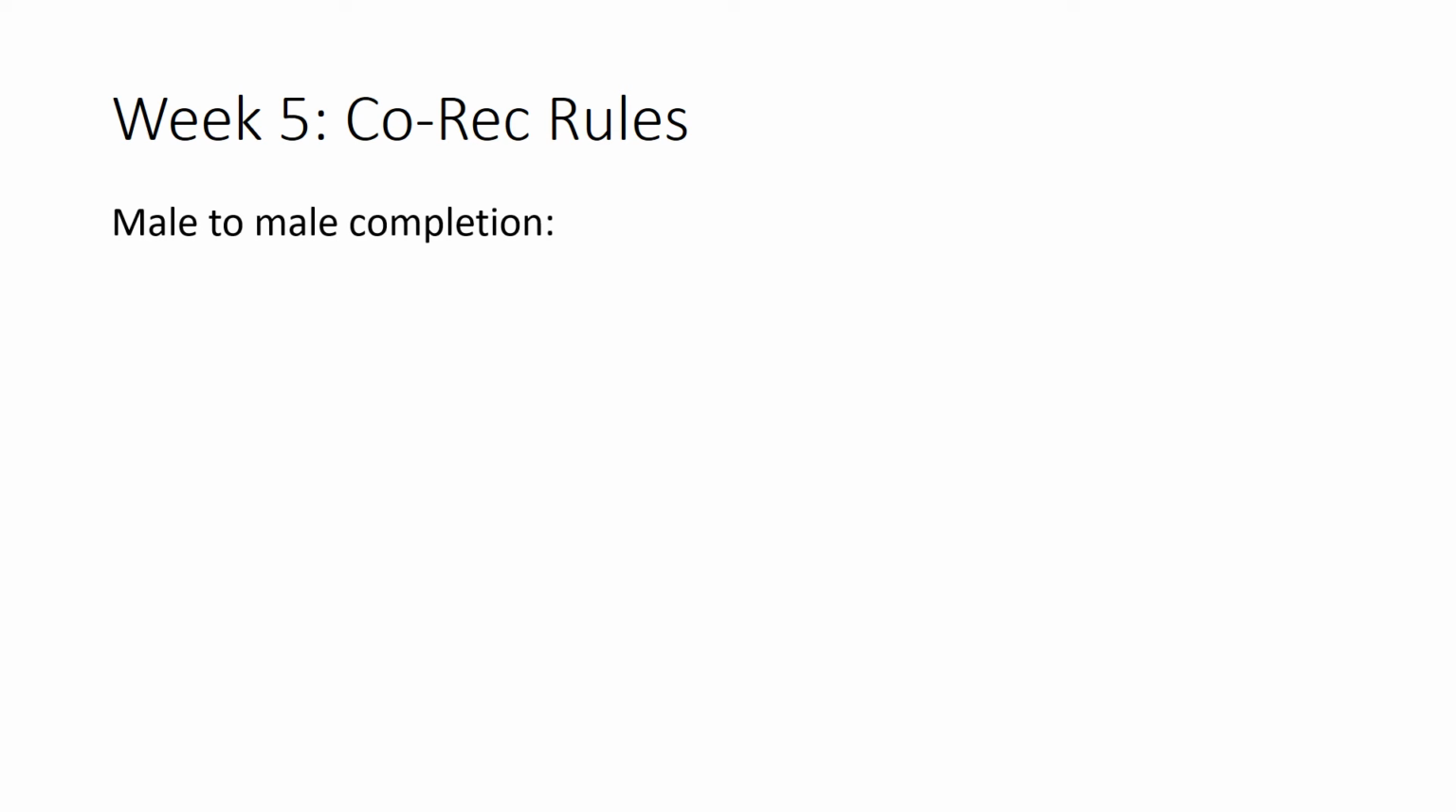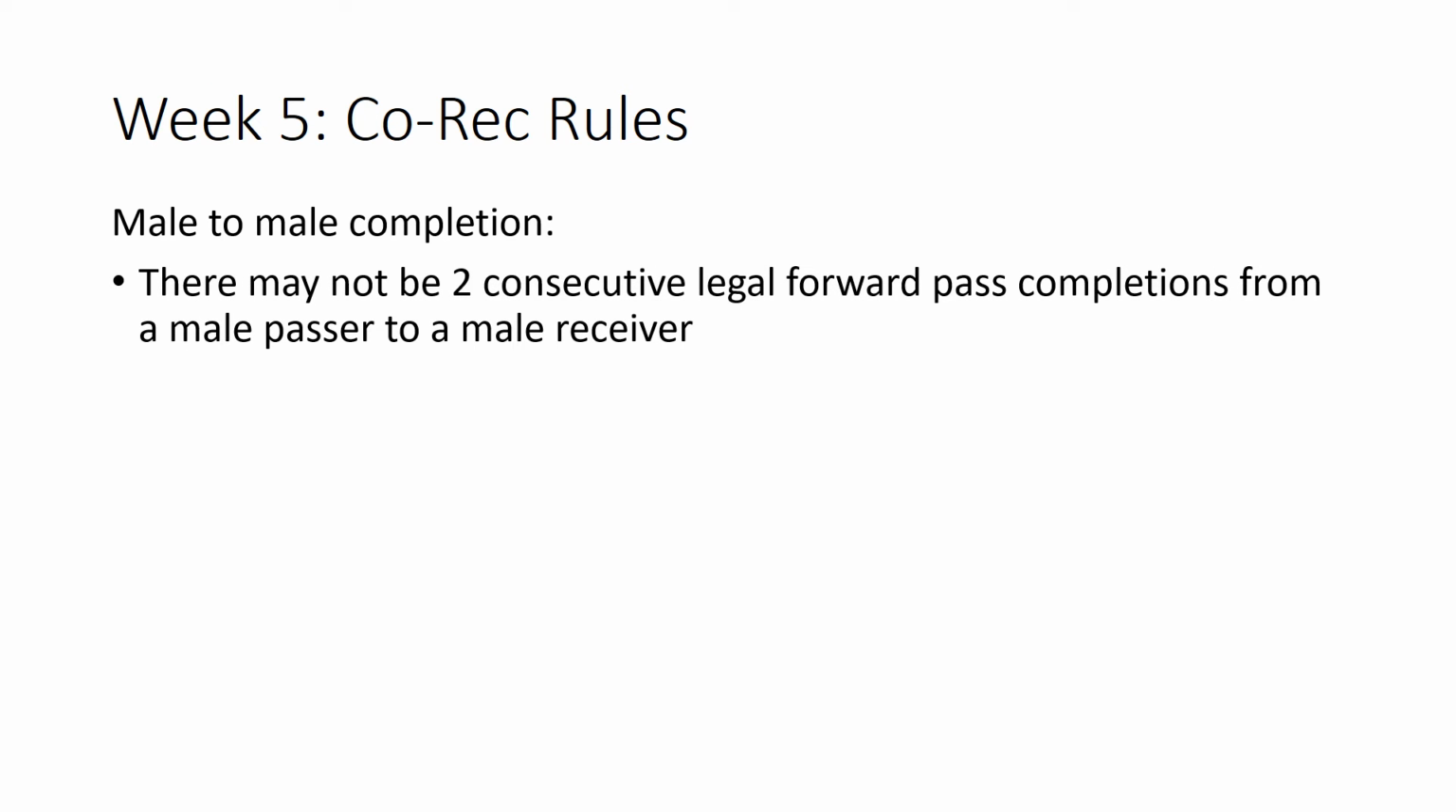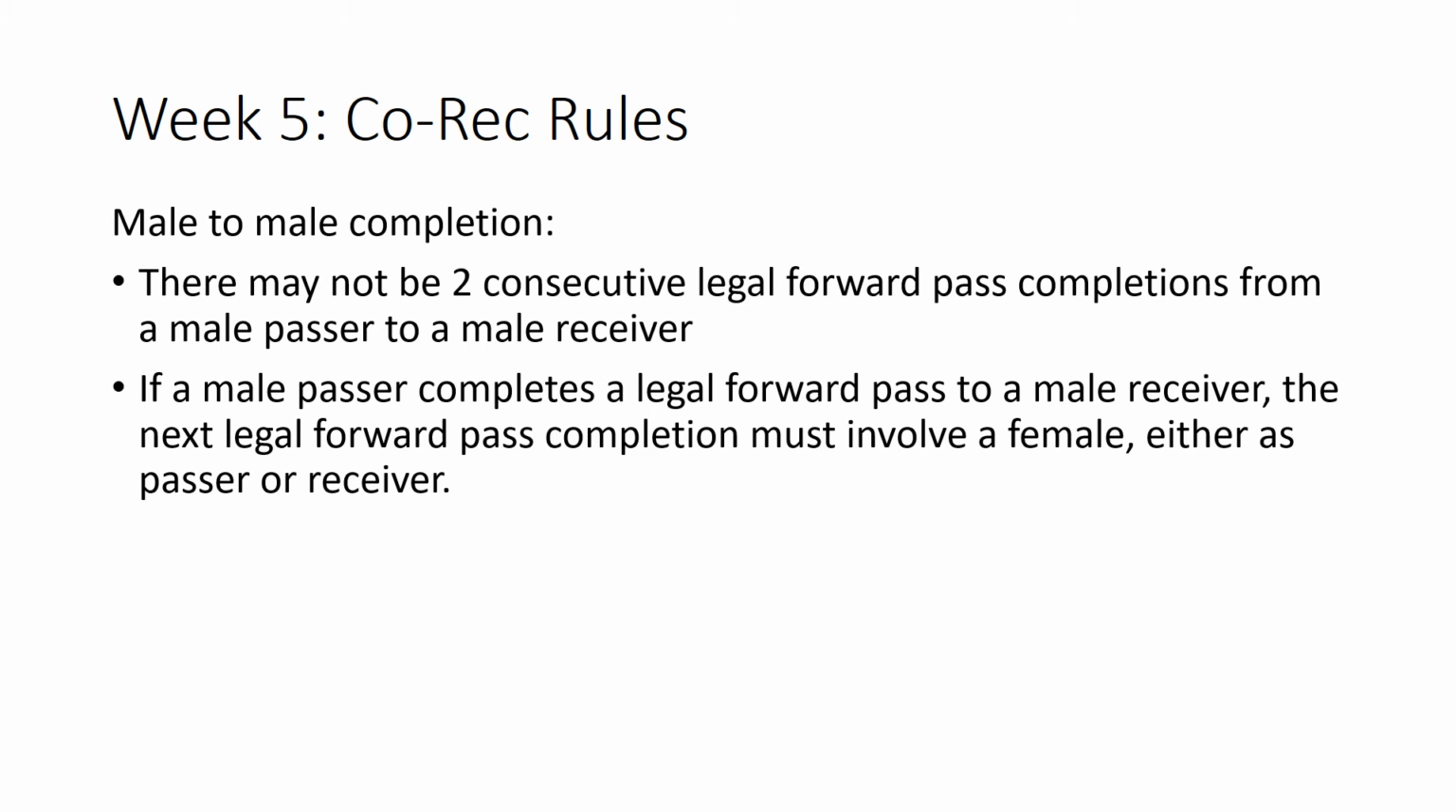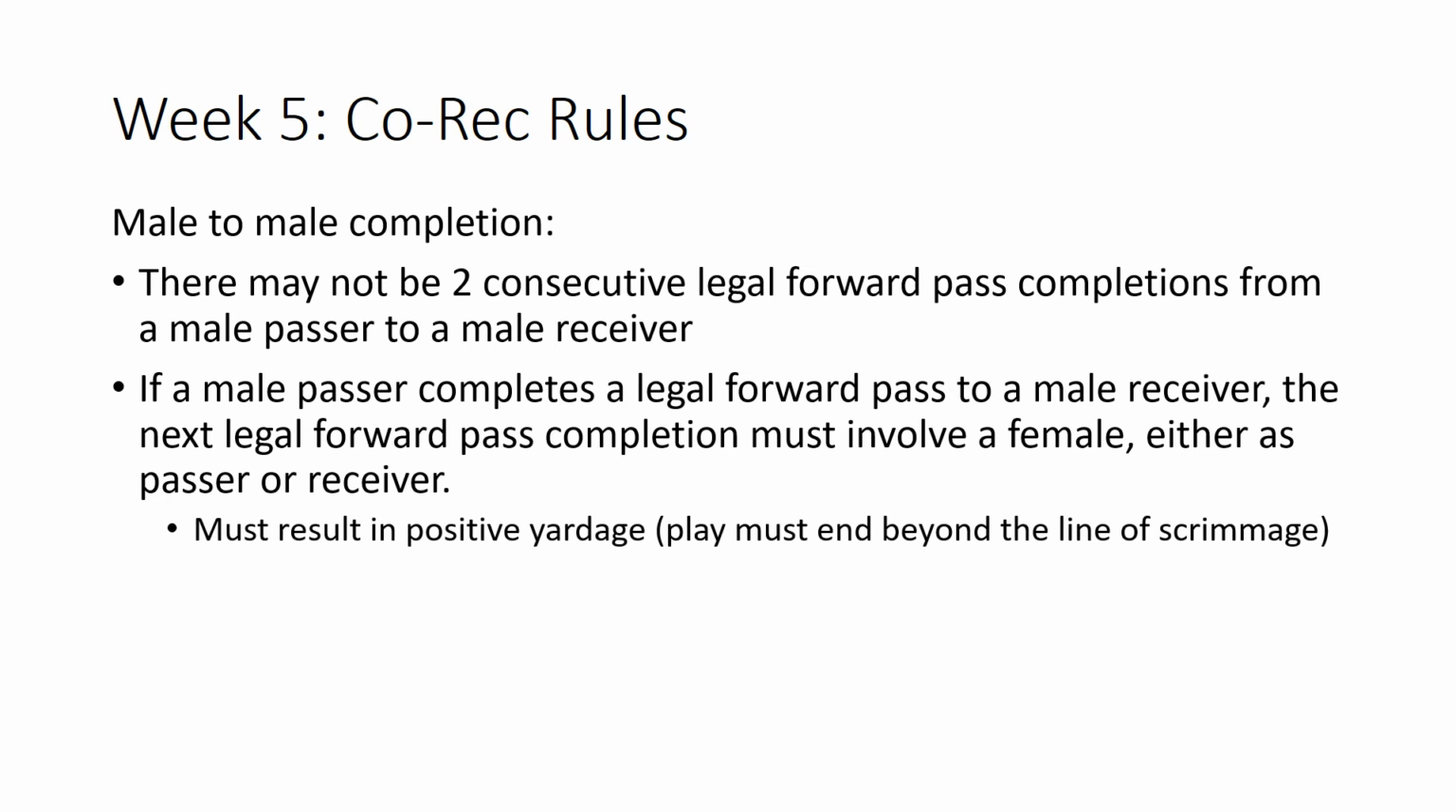The other difference from co-rec rules to 7-on-7 is the male-to-male completion rules. There may not be 2 consecutive legal forward pass completions from a male passer to a male receiver. If a male passer completes a legal forward pass to a male receiver, the next legal forward pass completion on the next down must involve a female. That female can be the passer or that female can be the receiver, as long as that's a legal forward pass, and it must result in positive yardage, which means that the play must end beyond the line of scrimmage.